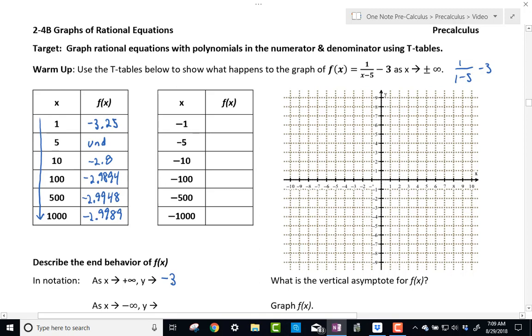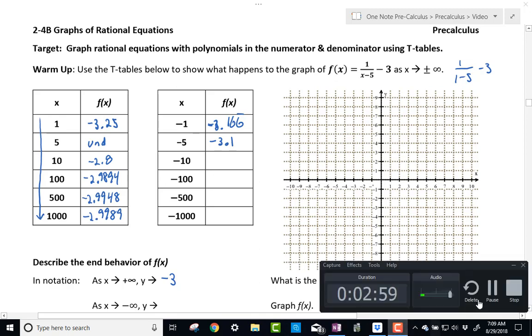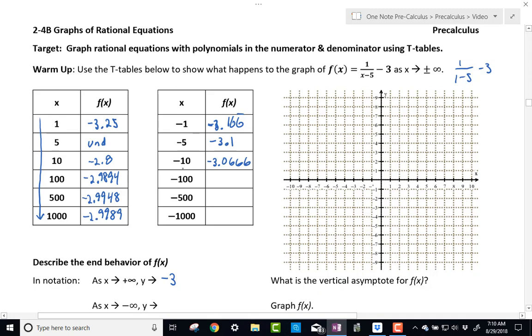Okay? And then the next side of the table, we would just start simply plugging in negative numbers for x. If we do that, the first one turns out to be negative 3.166 repeating. The next one turns out to be negative 3.1. The next one turns out to be negative 10 minus 5. Alright, so if I do negative 10, I'm going to end up with negative 3.0666.